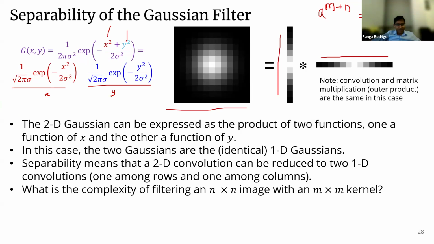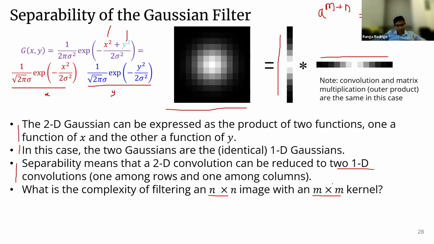The 2D Gaussian can be expressed as a product of two functions, one a function of x and the other a function of y, as you saw here. In this case, the two Gaussians are identical 1D Gaussians. The separability means that the 2D convolutions can be reduced to two 1D convolutions, one among rows and one among columns. What is the computational complexity of filtering an n by n image with an m by n kernel?